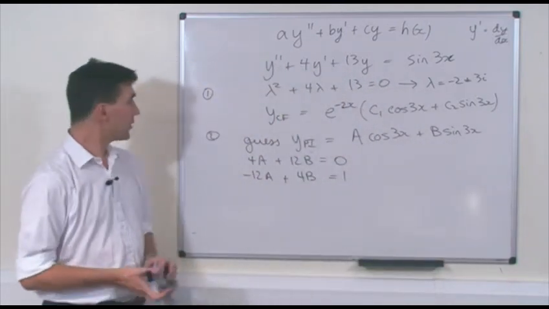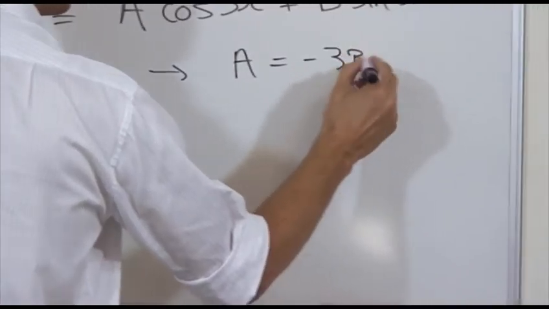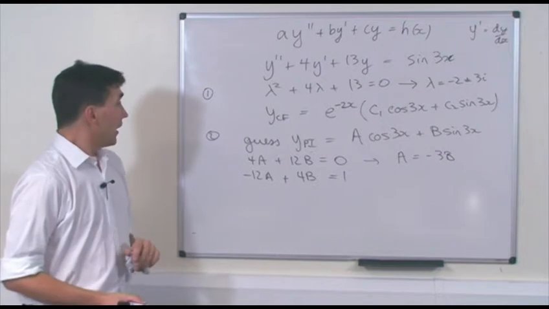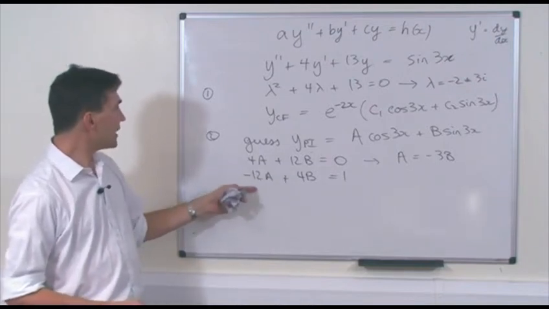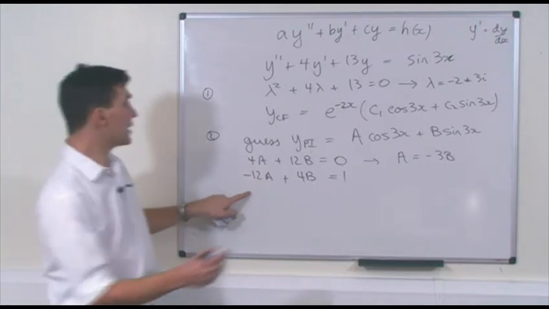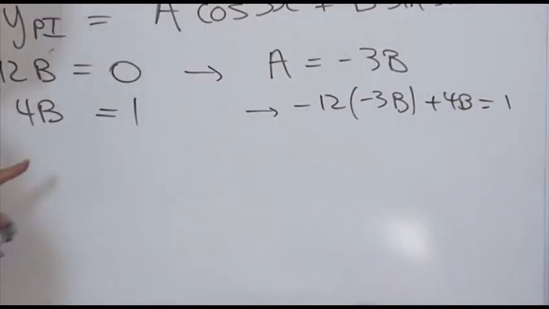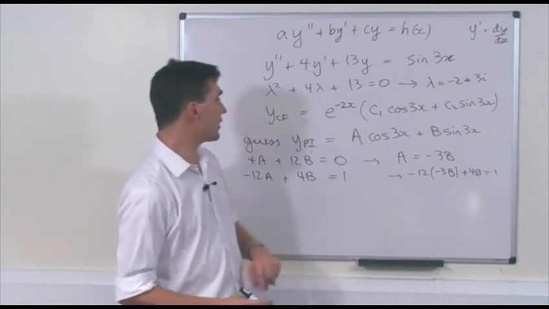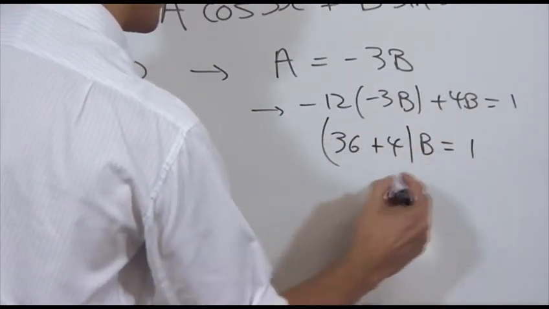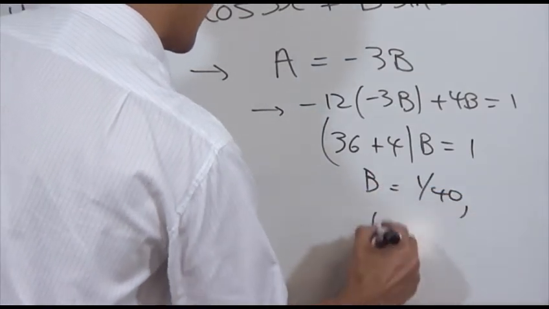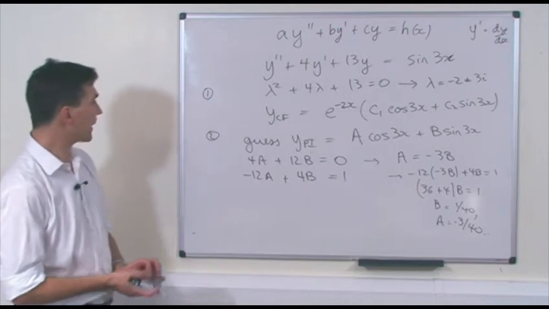There's a couple of ways you could do it. You could, for example, rewrite that first equation, and you could say that a is equal to minus 3b. Bring the 12b to the other side, divide by 4, and you get a is minus 3b. And if you've got a is minus 3b, you can then put that into this equation. So that gives you minus 12 times minus 3b plus 4b is equal to 1. And how many is that? Well, minus 12 times minus 3 is 36 b's, and we've got another 4 b's there, and that's equal to 1. So that gives you b is equal to 1 over 40. And a is minus 3b, so it is minus 3 over 40. So that's one way you could solve that pair of equations.